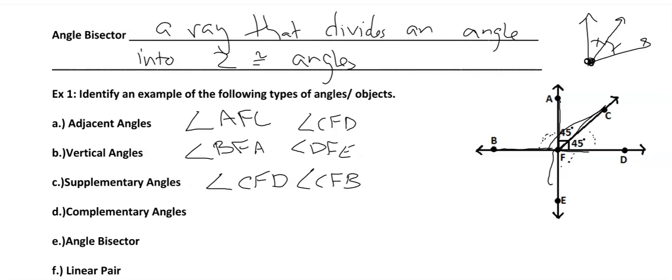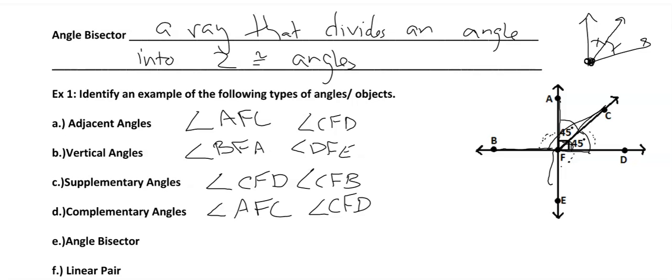How about complementary? Two angles that make 90 when they come together, their sum. Angle AFC and angle what? What is another angle with AFC that comes together to make 90 degrees? Angle CFD. See how this angle and this angle come together to make 90 degrees because we have the little box which means 90 degrees?